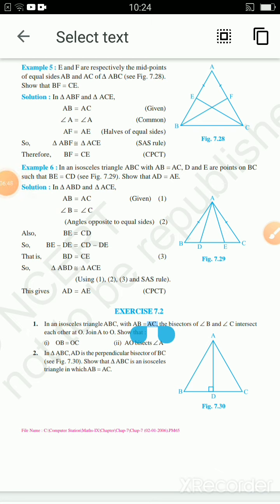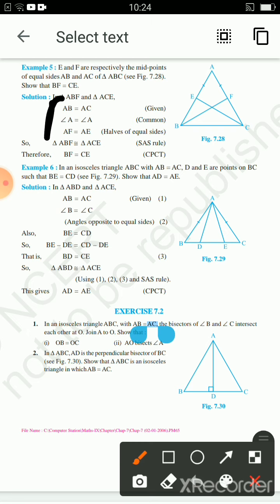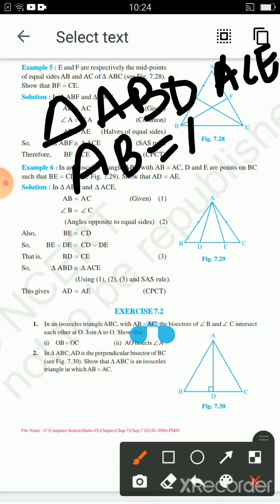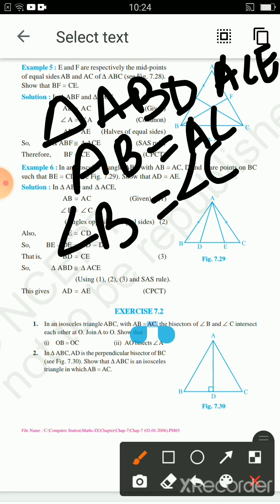So now what you are going to do is consider triangle ABD and triangle ACE. On considering triangle ABD and triangle ACE, what you will see in these two triangles is that AB is equal to AC, it is given to you. Angle B is equal to angle C. Why? Because you are told that this is an isosceles triangle, and you can use the direct properties or theorems that you must have understood at the start of this video. The reason you are going to write is that the angles opposite to equal sides are equal.